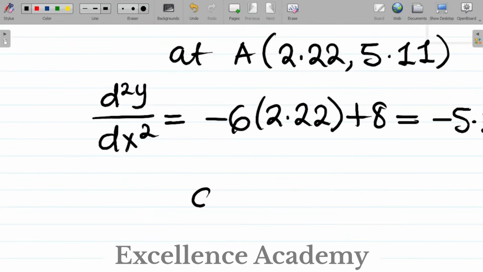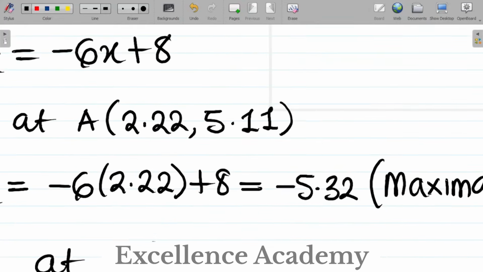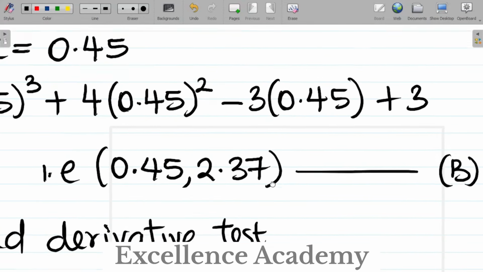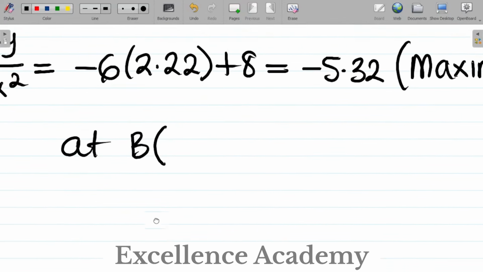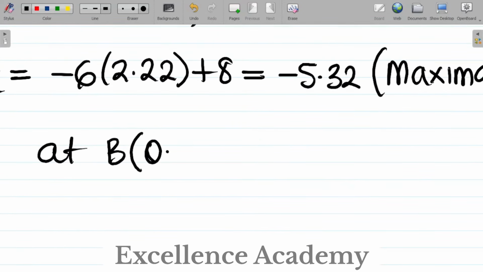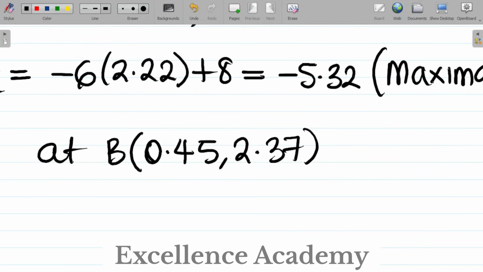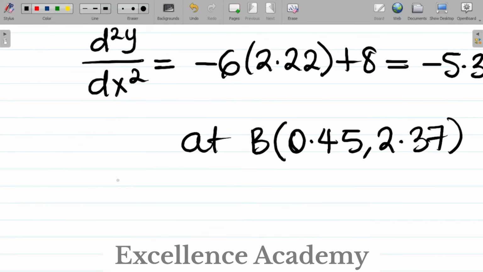At the second point B, what's B? For B, the point there, let's see again. B is (0.45, 2.37). What's the value of d²y/dx²?